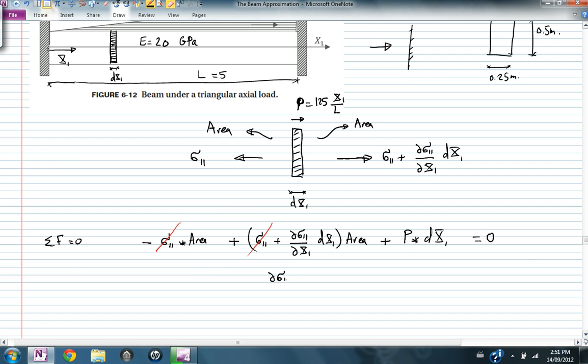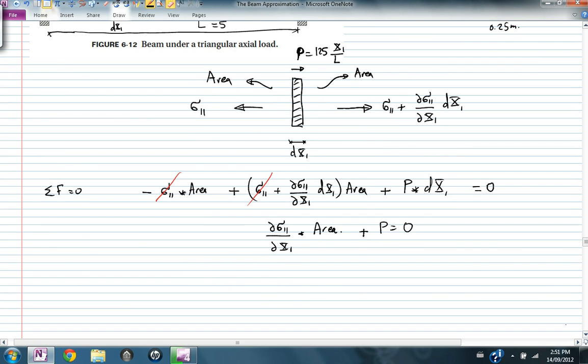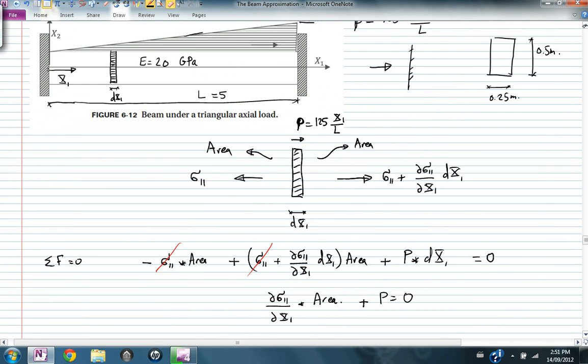Partial sigma on 1 by partial x1 multiplied by the area plus P equal to 0. Now, the next thing is the boundary conditions given for the problem. So this is my differential equation of equilibrium.